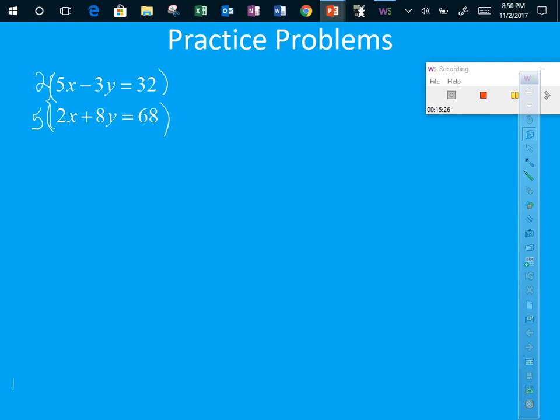Now, before we do anything, think about what you have. I'm going to have a 10x there and a 10x there. At this moment, nothing's going to cancel out. So one of them's got to be negative. It does not matter which one you want to be negative. I'm going to make the bottom one negative. Stay organized. Distribute a 2. So I've got 10x minus 6y equals 64. Distribute a negative 5, and I've got negative 10x minus 40y equal, oh boy, negative 340.